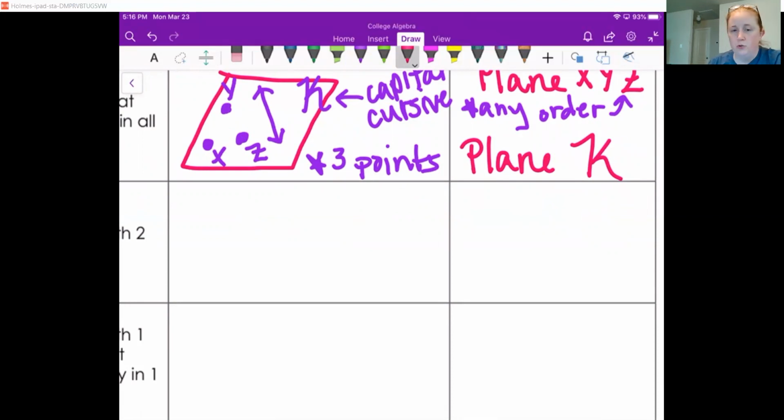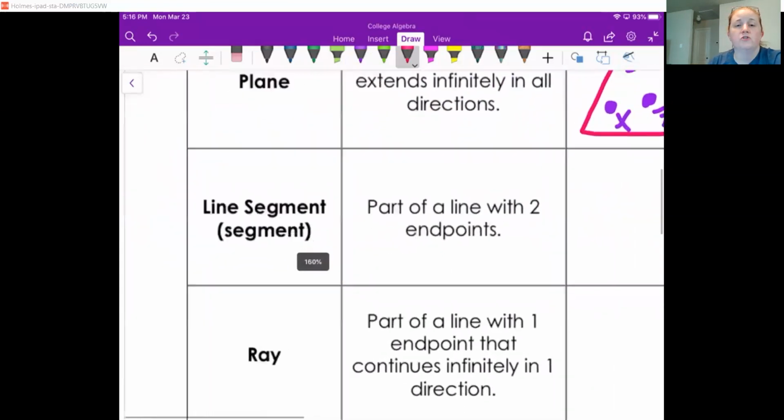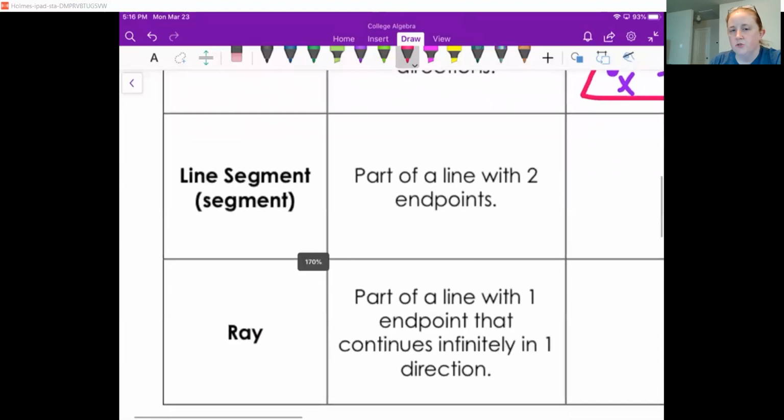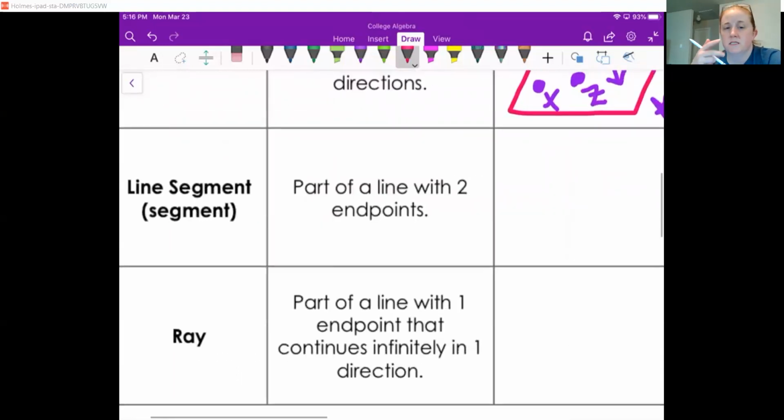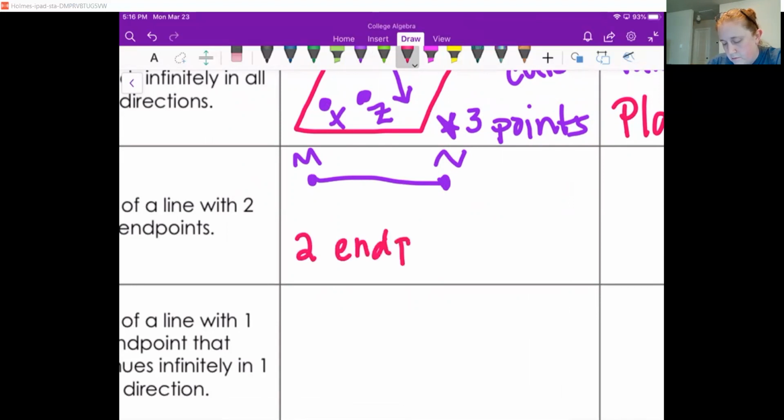So let's add to our vocab list real quick. All right. Now, we also have what's called a line segment and a ray. So the difference between these two: a line segment, sometimes called just a segment, is a part of a line with 2 endpoints. It has a beginning and it has an end. So this time I'm going to name these 2 points. Let's say we have M and N. And again, those are called your endpoints.